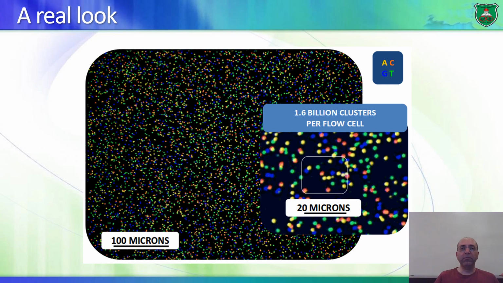What we do then is that, using bioinformatics, we take the sequences of each cluster, and since there's an overlap between the different fragments, the computer program puts a sequence to all DNA fragments by combining all of this information.